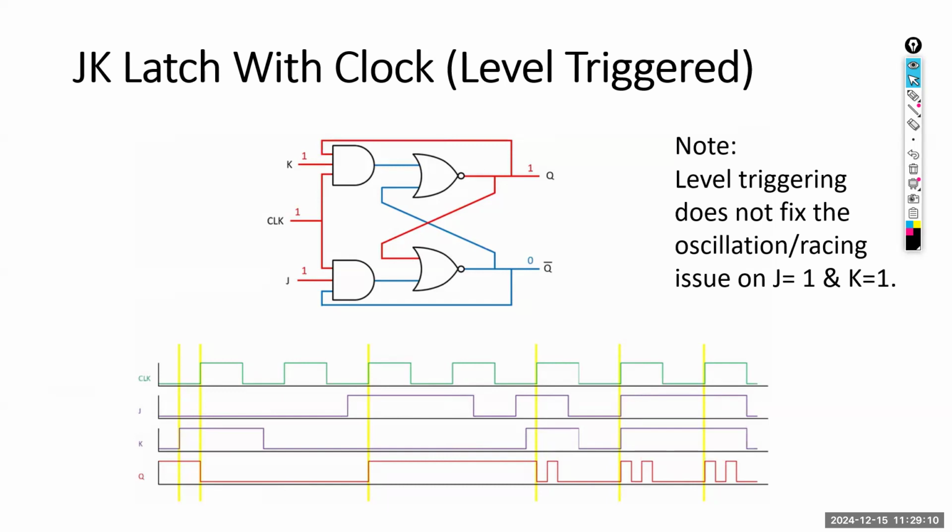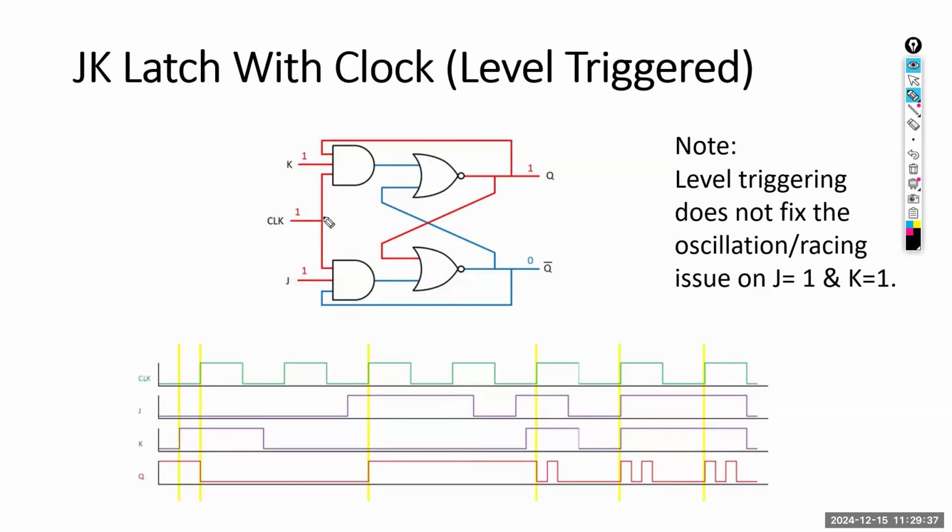Right. So this is a level triggered JK flip-flop. Remember, level triggering is not going to fix your problems fully. Maybe a partial solution, because that time period is too much. Ideally, what we need is edge triggering, positive edge or negative edge. But anyway, this is an example for level triggering.